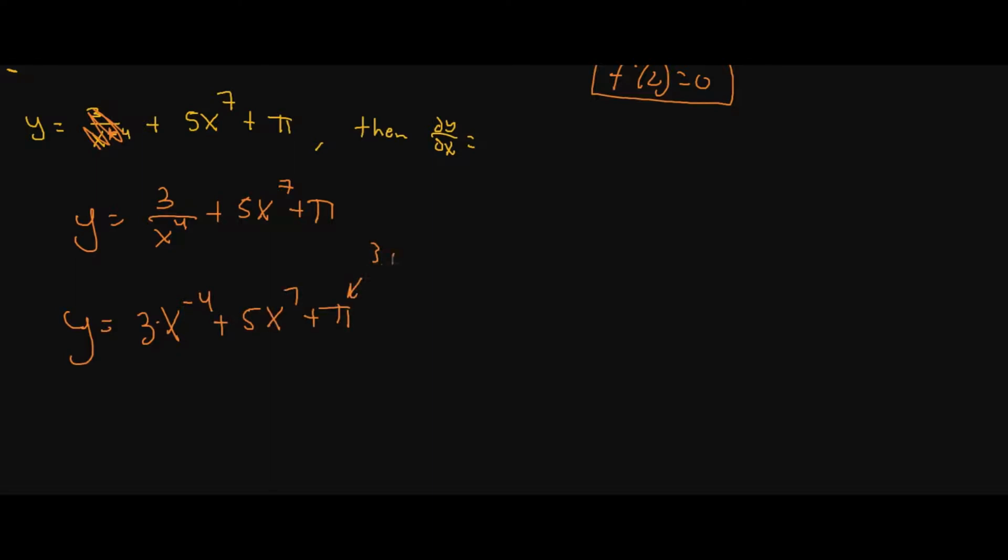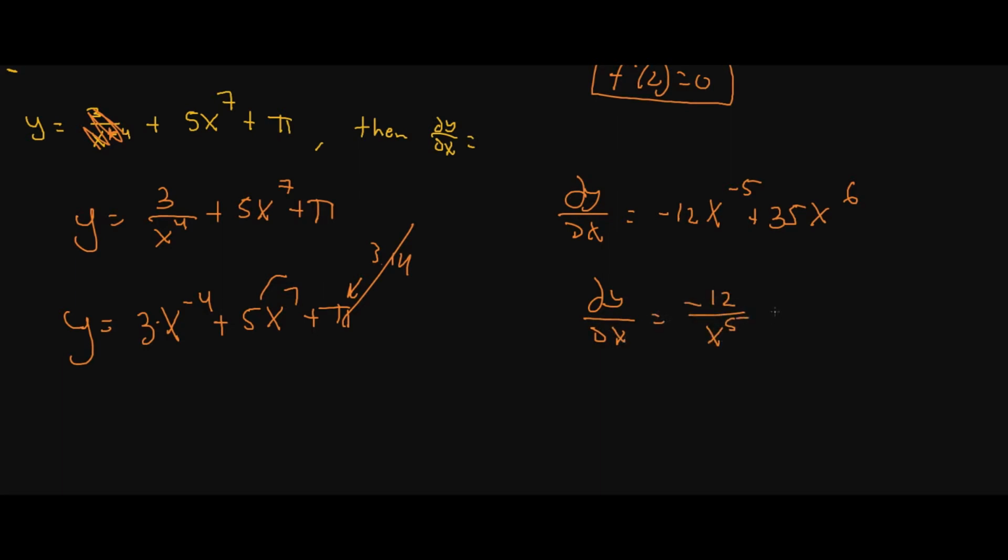Pi is just 3.14, right? It's an approximation for this number that goes on forever. Take our derivative, dy/dx, my friends. Negative 4 times 3, negative 12, x to the negative 5. 7 times 5 is 35, x to the 6, because I subtract 1. Derivative of pi, well, that's just a number, gone. I can rewrite this to finally be negative 12 over x to the 5th plus 35x to the 6th.